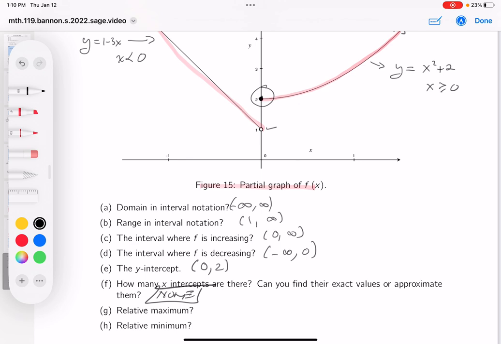All right, is there a relative maximum? I'm looking for a point that has neighbors to the left and right where it will be bigger than all the other values to the left and right of it in a neighborhood. I don't see any, so I'm going to say none. A relative minimum: again, I'm looking for a point on the curve that is lower than all other points to the left and right of it on that curve. I don't see any of that either, so none.